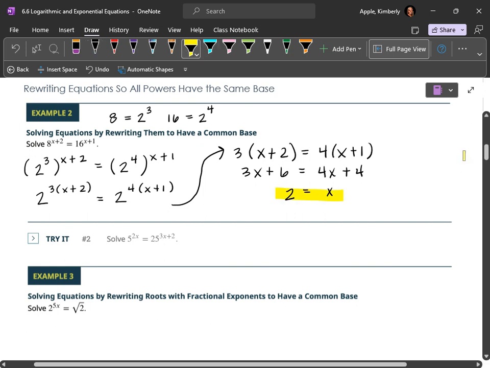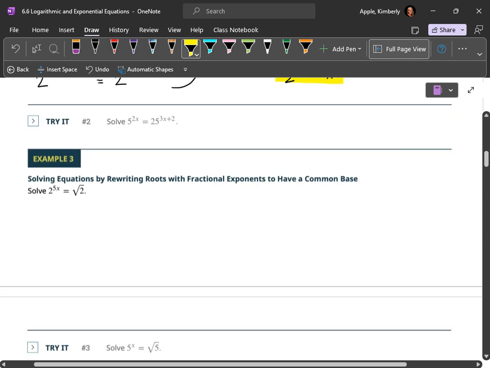So that is rewriting with a common base. So we could solve by setting the exponents equal. If you want to pause the video and try number 2, you'll obtain that x is equal to -1.